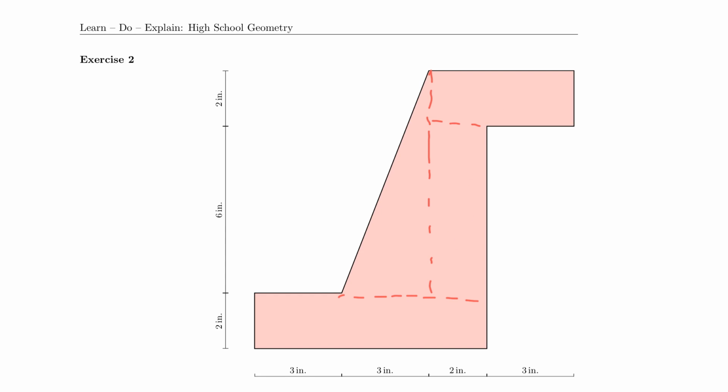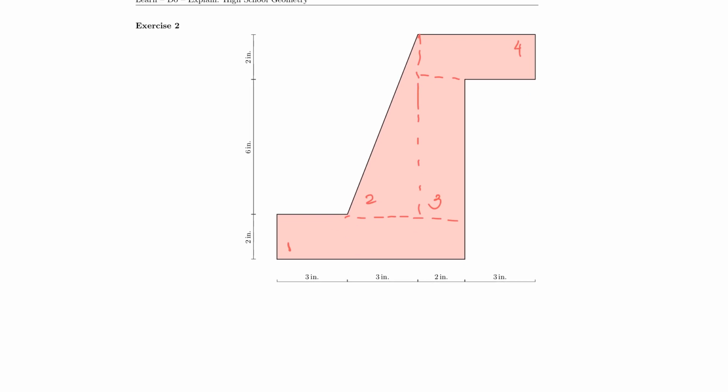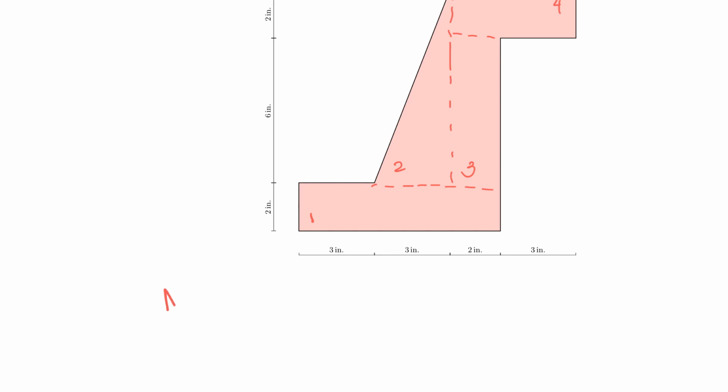Okay, so let's put numbers in this one so we don't get confused. Let's call this area 1, area 2, area 3, and area 4. Okay, so let's start calculating the individual areas. Let's recap the total area is equal to the sum of individual areas. Okay, so let's calculate the individual areas then.